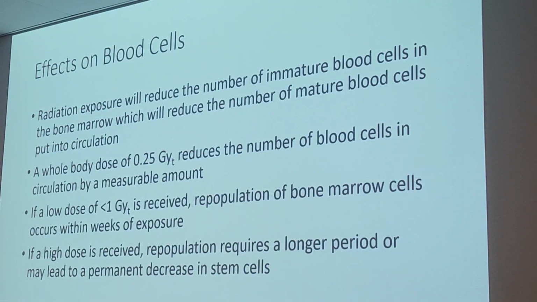So at 1 gray of tissue, if that's received, the repopulation of bone marrow cells occurs within weeks of exposure. So you're going to see a loss at that amount, and then it will take a few weeks for it to climb back up to normal cell count. Yes. Okay.